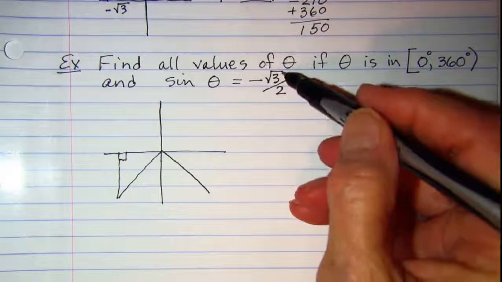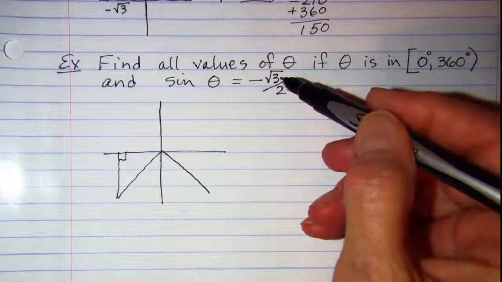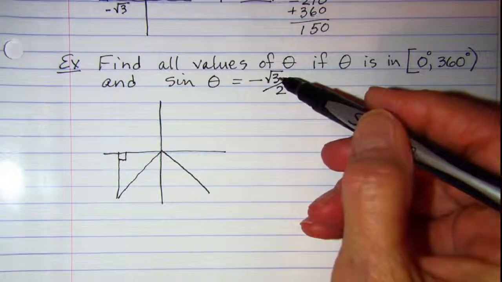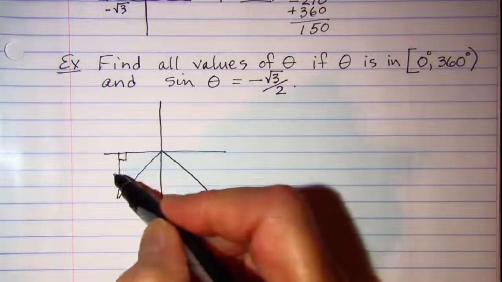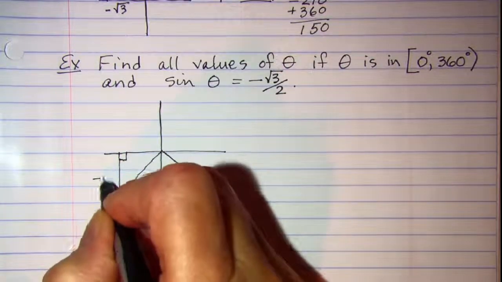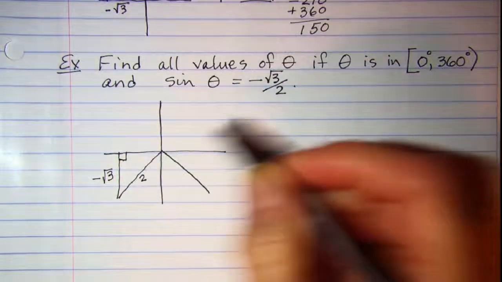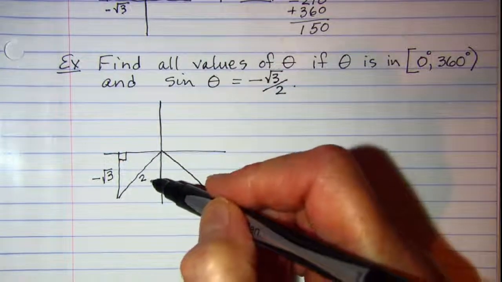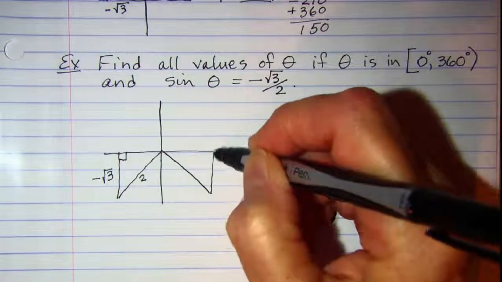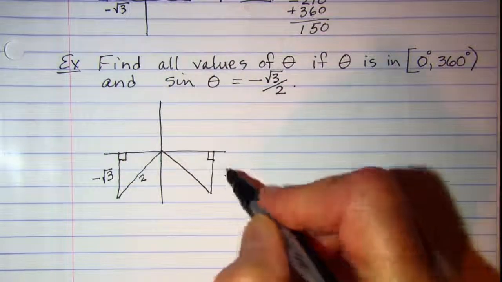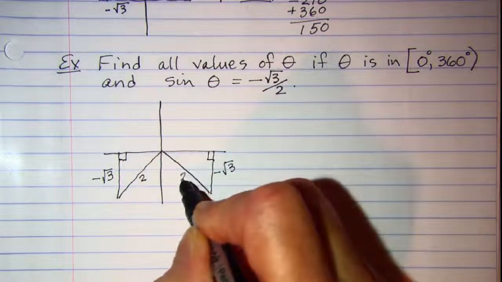Sine is defined as opposite over hypotenuse, or y over r. So that means our opposite side is going to be a negative root 3, and our r value is 2, since r will never be negative. And the same way on this reference triangle, my opposite side is a negative root 3, and my r value is 2.